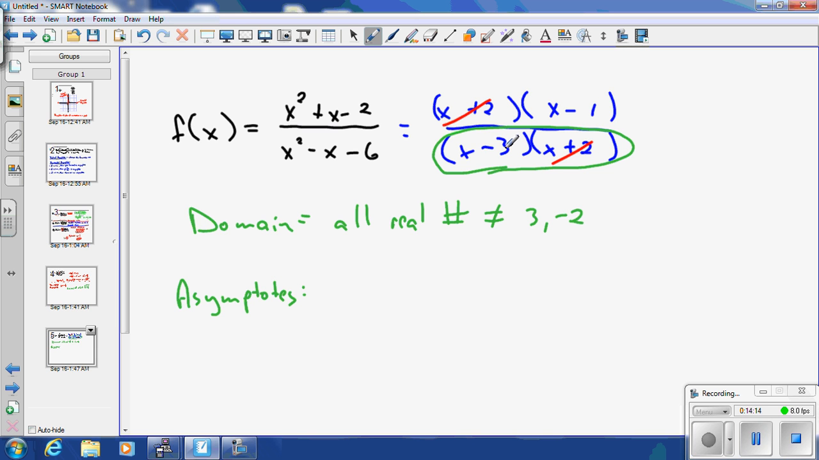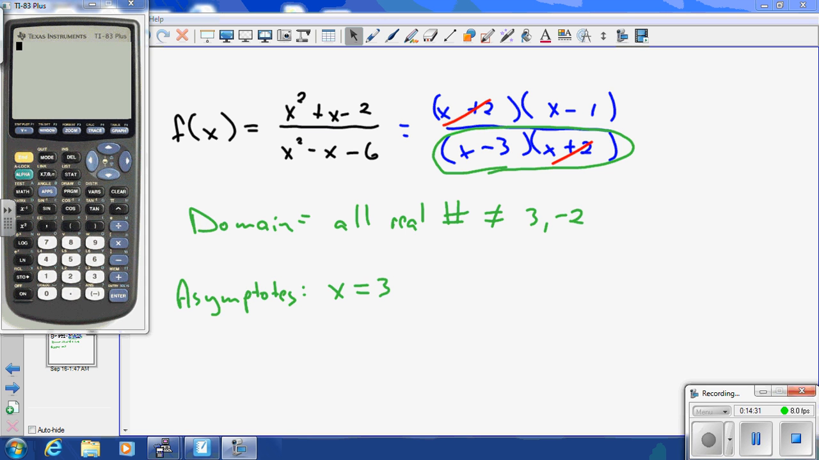I do not have asymptotes at both of these values because there is a common factor here. This one does not produce an asymptote. This one does. So my asymptote, the vertical one, is going to be located at x equals 3. Now, a quick look at the graph of this function. There's the function. There's the graph. Does demonstrate an asymptote at x equals 3. Now, the calculator doesn't show this, but there is a hole in the graph at negative 2.